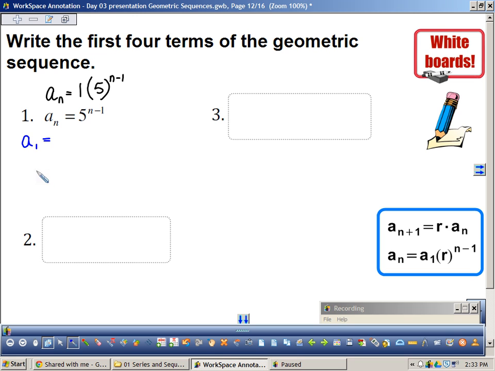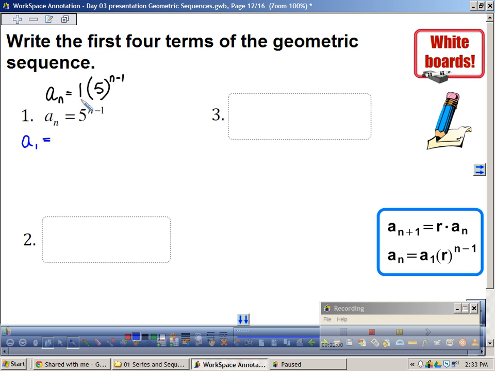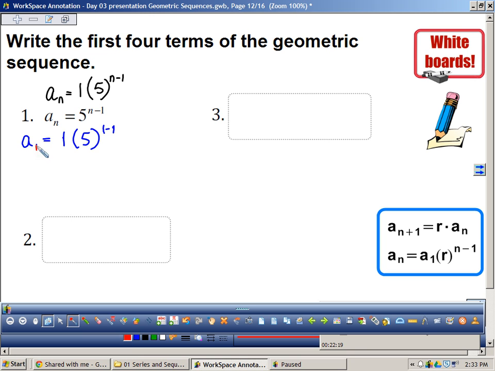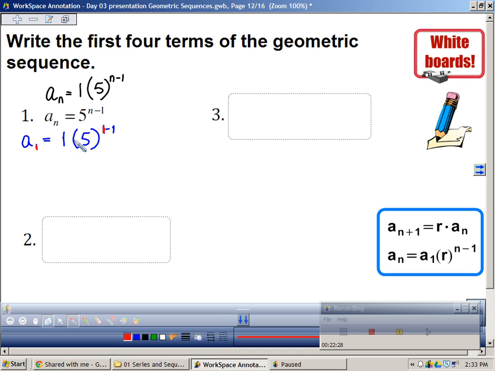Okay, so to find the first term, I actually already know it. It's already 1. I shouldn't be asking you guys to interact, just listen. But I'm going to prove to you it's 1 by using the formula. So if I want to find the first term, I would use my formula, only I would substitute 1 in for n. There's my 1. There's my 1. Well, 1 minus 1 is 0. Anything to the 0 power is 1, and 1 times 1 is 1.